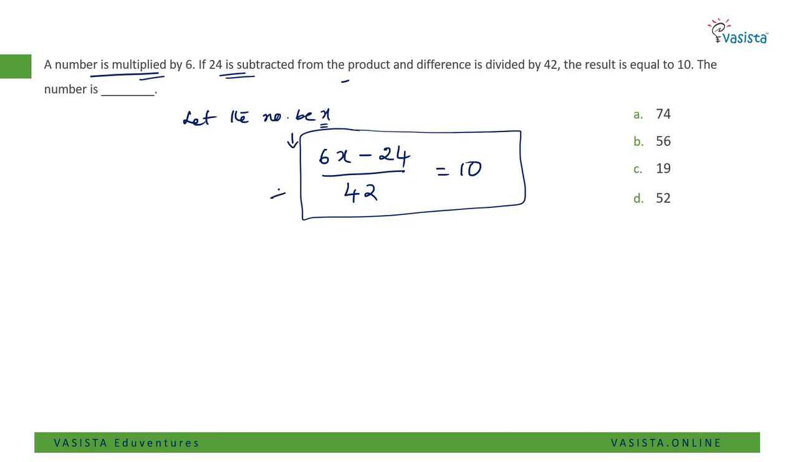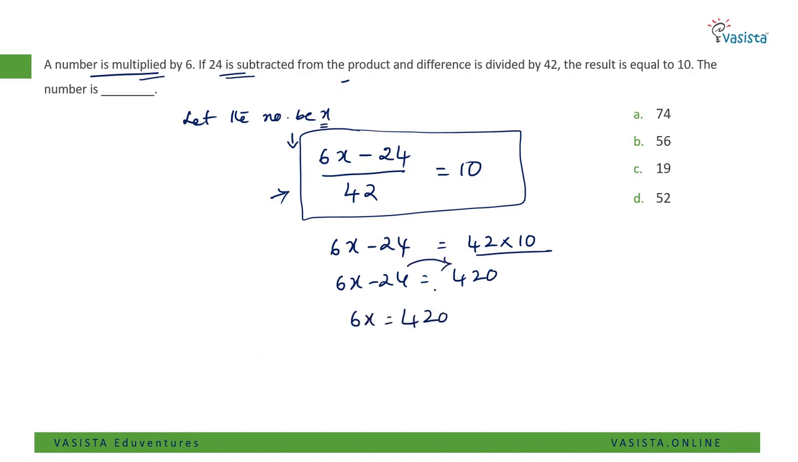Generating the algebraic expression is a very important part. So (6x minus 24) divided by 42 is equal to 10, so 6x minus 24 is equal to 42 into 10, or 6x minus 24 is equal to 42 tens are 420. 6x is equal to 420 plus 24, transposing the 24 to this side, negative will become positive. So 6x is equal to 444, or x is equal to 444 by 6.